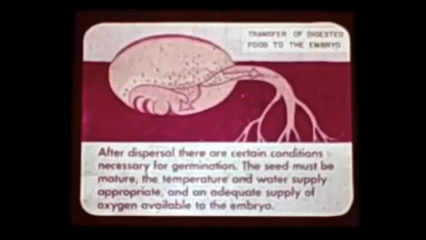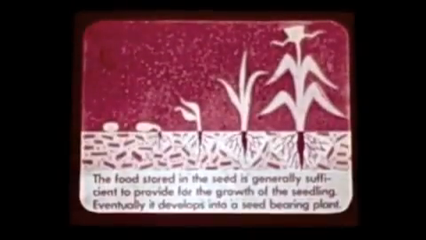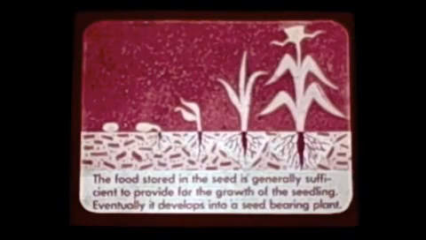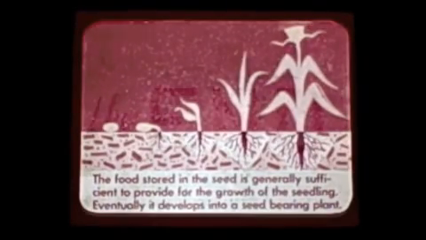After dispersal, there are certain conditions necessary for germination. The seed must be mature, the temperature and water supply appropriate, and an adequate supply of oxygen available to the embryo. The food stored in the seed is generally sufficient to provide for the growth of the seedling. Eventually, it develops into a seed-bearing plant.